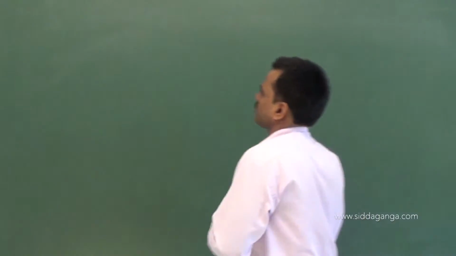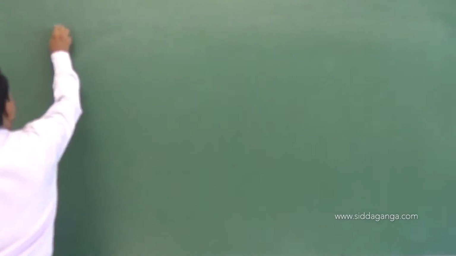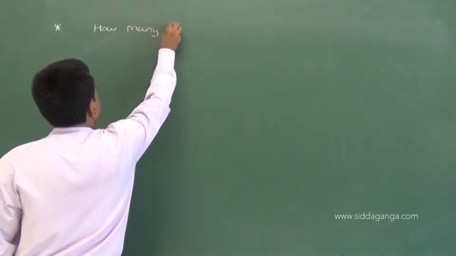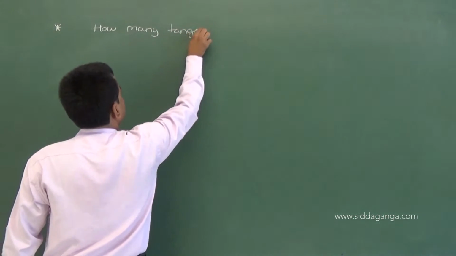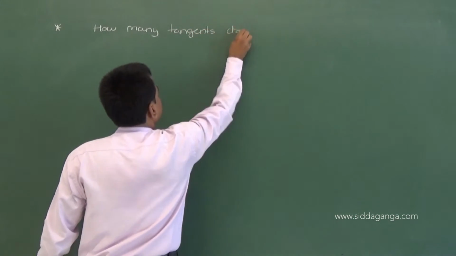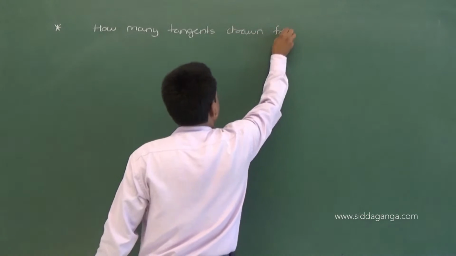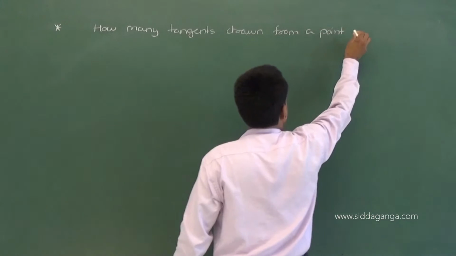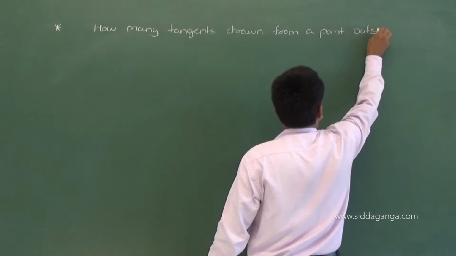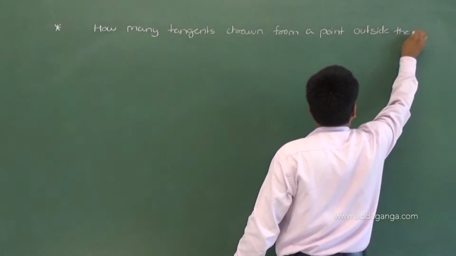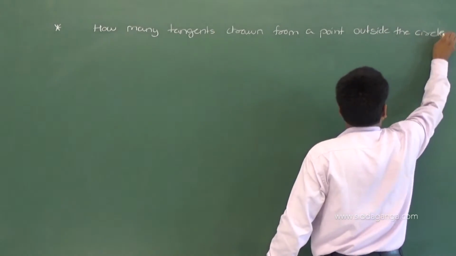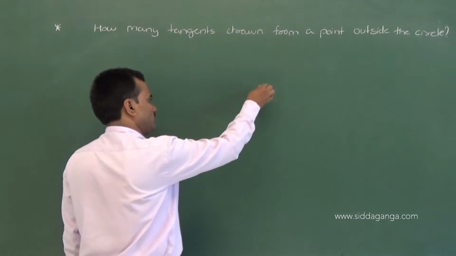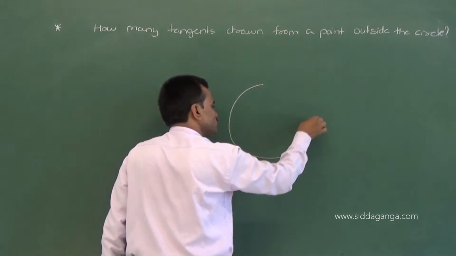One more question. How many tangents can be drawn from a point outside the circle? For that, we draw a circle whose center is at O.